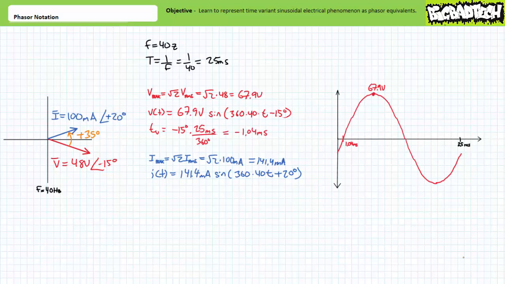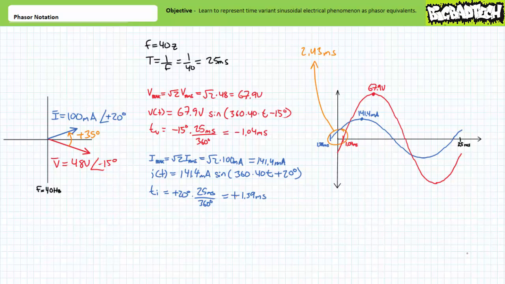If we were to plot voltage, note the voltage waveform would lag our established reference by 15 degrees. Given 15 degrees is 1/24th of 360 degrees, this represents a backward shift of 1/24th of our 25 millisecond period, or approximately 1.04 milliseconds. If we were to plot current, note current leads our established reference by 20 degrees. Given 20 degrees is 1/18th of 360 degrees, this would represent a forward shift of 1/18th of our 25 millisecond period, or approximately 1.39 milliseconds.